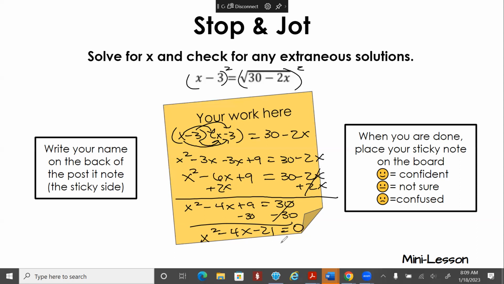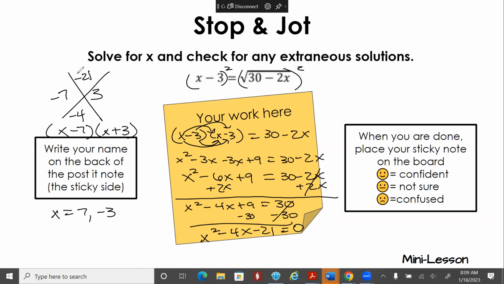Now, if you wanted to factor this, you could. You would do the big X. You would say a times c is negative 21 and b is negative 4. And so you would ask yourself, what two numbers can I multiply together to get me negative 21, but add together to get me negative 4? And you would tell me negative 7 and 3. So I would have x minus 7, x plus 3. So that would give me answers of x equals 7 and negative 3.